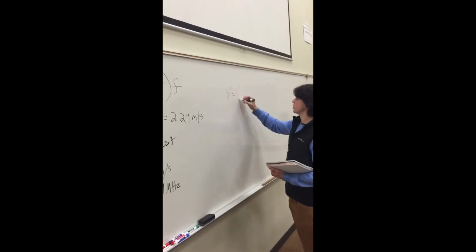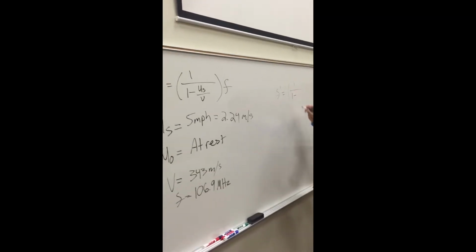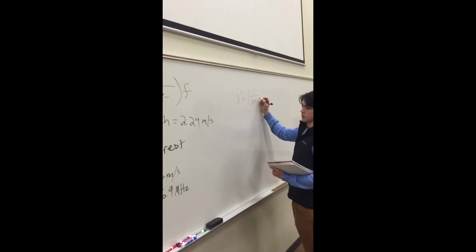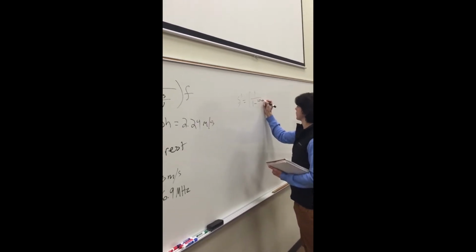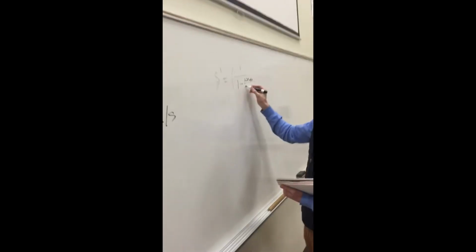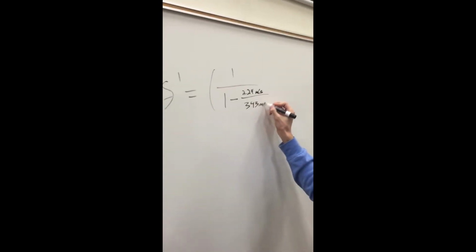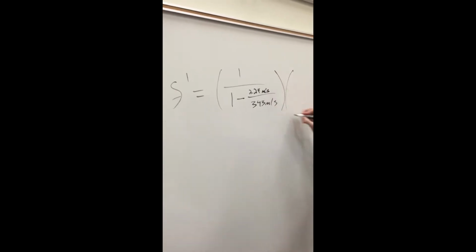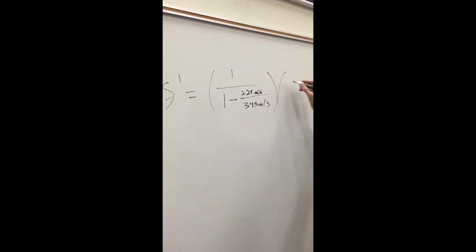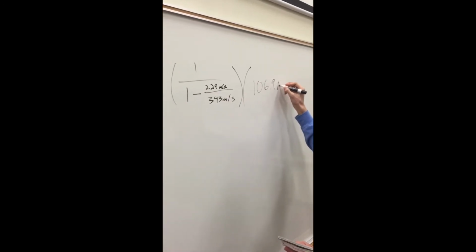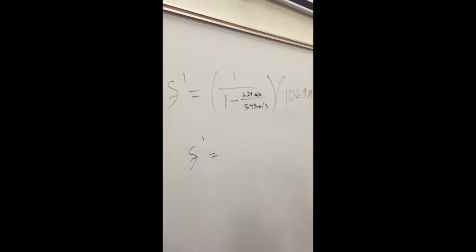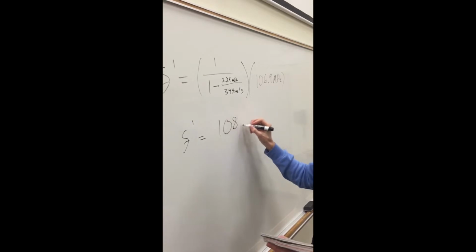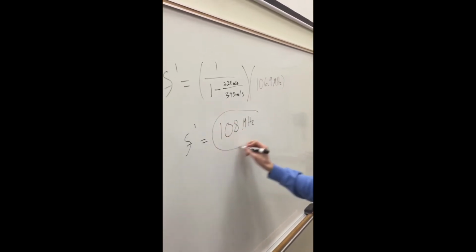So we're trying to figure out the perceived frequency, which is f1. If we plug into the equation, it's going to be 1 over 1 minus, because the car was moving at Chris. So we got 2.24 meters per second over 343 meters per second, and we're going to multiply this quantity by 106.9 megahertz. And this will give us the perceived frequency equal to 108 megahertz. So this is what Chris perceived as the car drove past him.